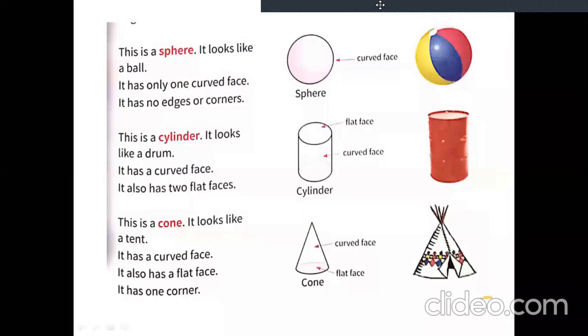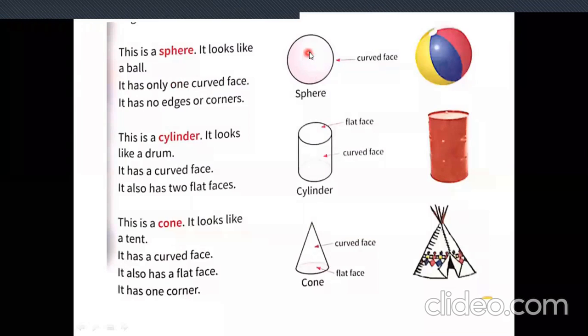Next, sphere. This is a sphere. It has only a curved face. No corners, no edges. It looks like a ball. See here, ball. It is like a circle. The 3D shape of a circle is a sphere.